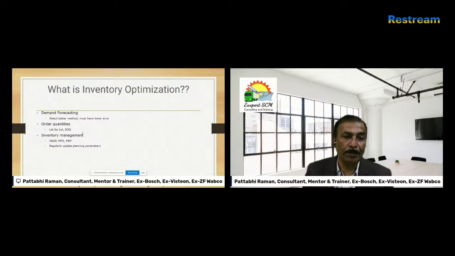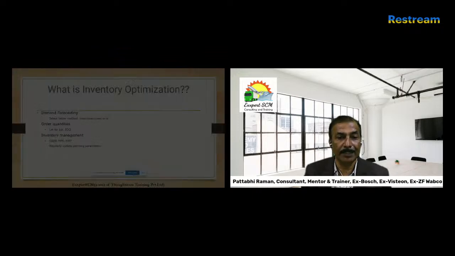When we say inventory optimization, it's a combination of these three activities. One is demand forecasting, another is setting the right order quantity and getting the material at the right time, and then taking care of ERP related planning activities on a timely basis. Only when you do all these three activities in tandem can you optimize inventory. Otherwise it cannot happen. Don't directly go for reducing inventory. Inventory optimization doesn't mean inventory reduction.